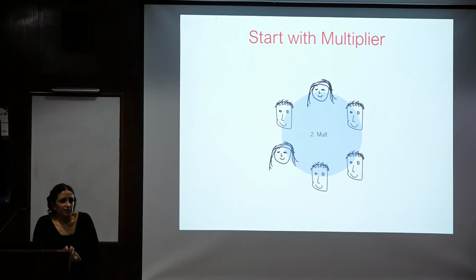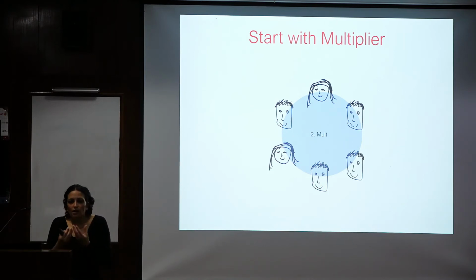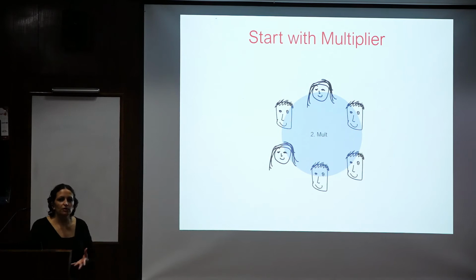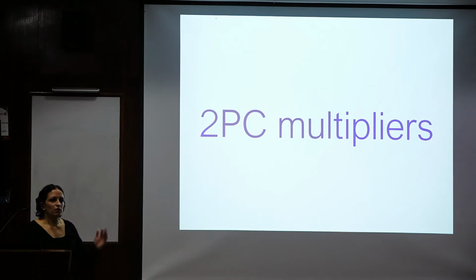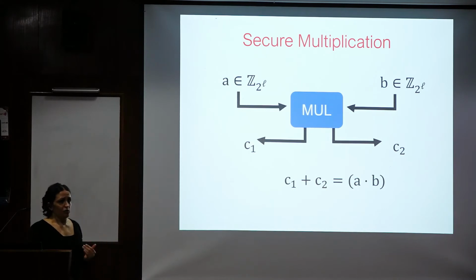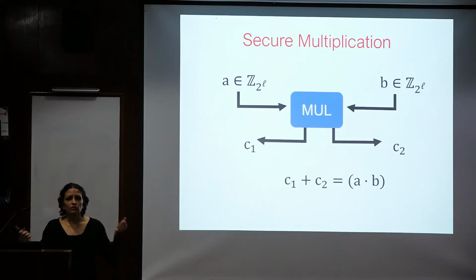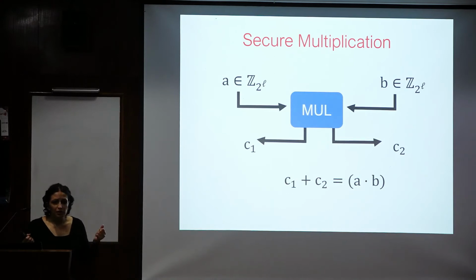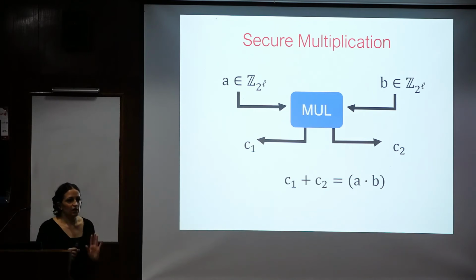Again, what's the starting point? We want to design a multiplier, or a protocol that computes the product. Let's start with what we know exists in the two-party setting. So what's a multiplier protocol? It takes two strings and it computes the additive shares of the product. And this is a very fundamental functionality, with which you can basically abstract pretty much any generic 2PC or MPC.